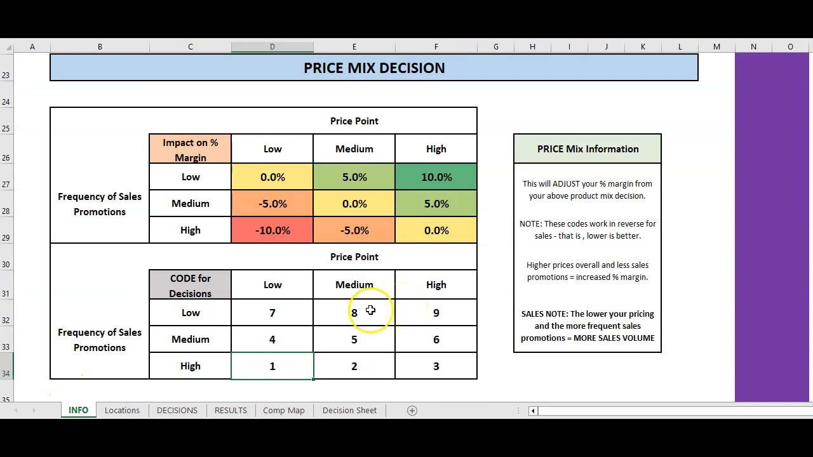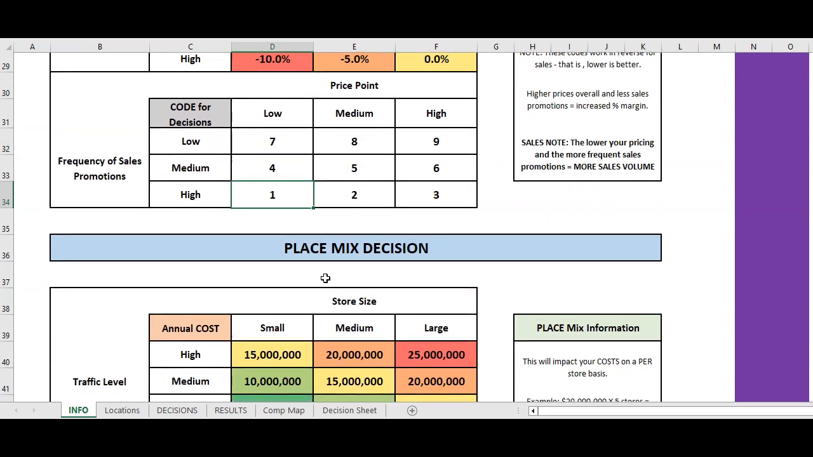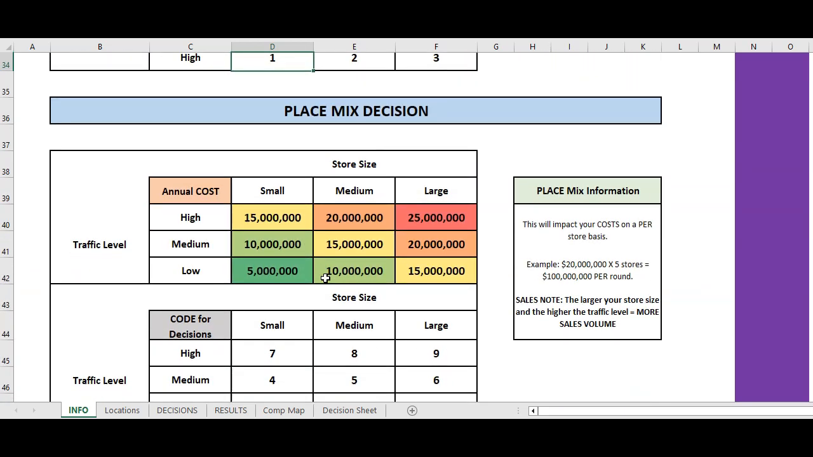So again, we make these decisions. These first two are based on margin. Place affects your annual cost. Place is store size and traffic level. So are we in a high volume traffic location where there's lots of people, a busy location, a big shopping mall, or a main street, or are we out of the way, not many people there naturally, so we have to attract them? This is on a per store basis.